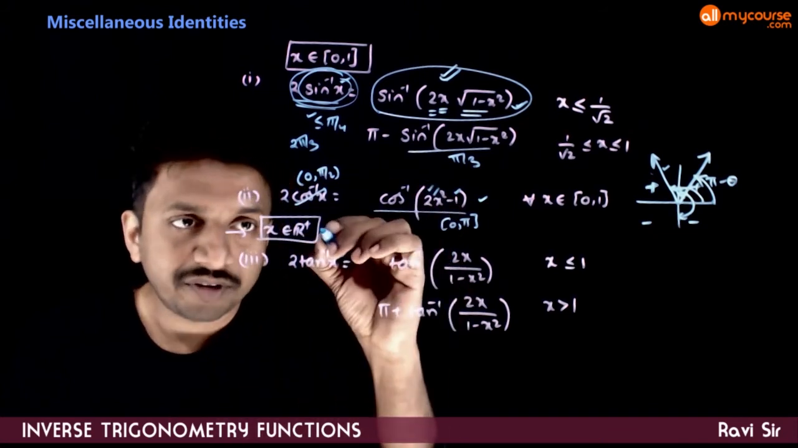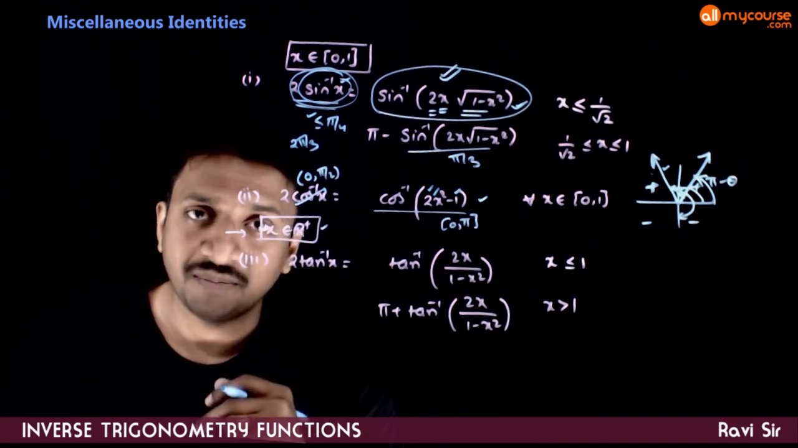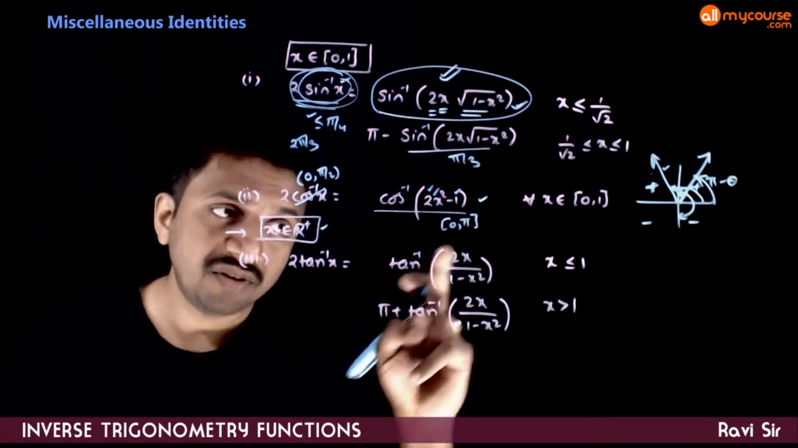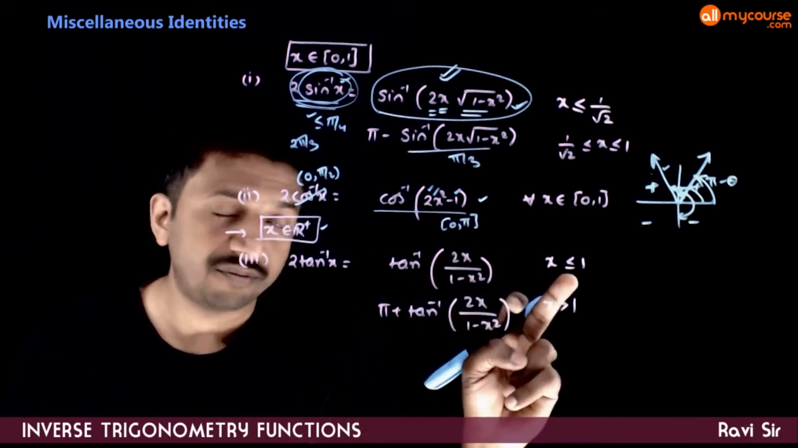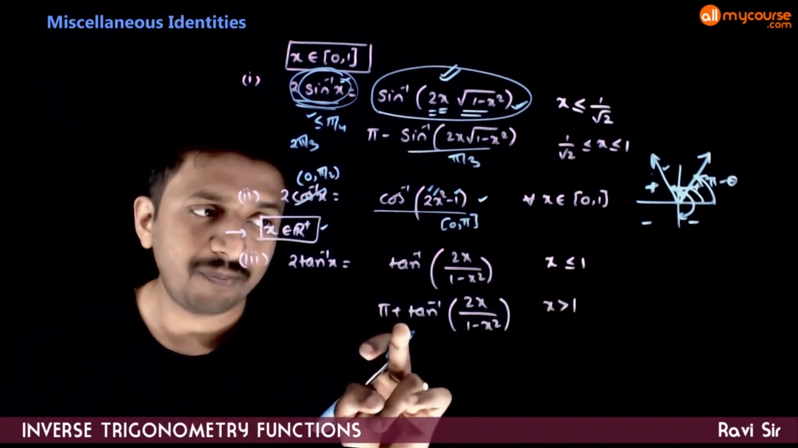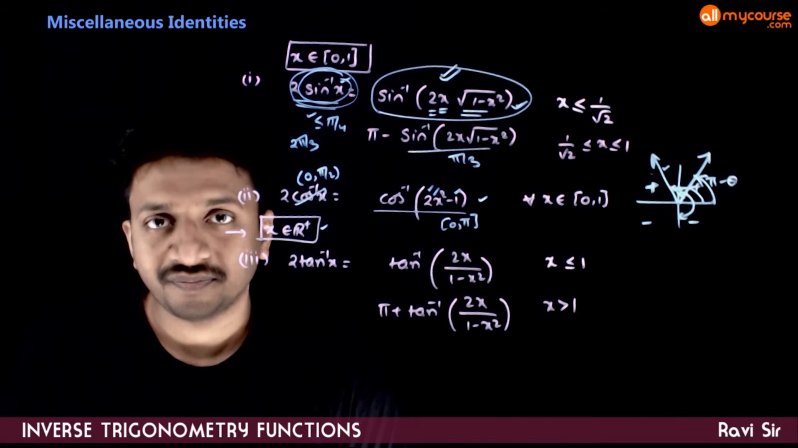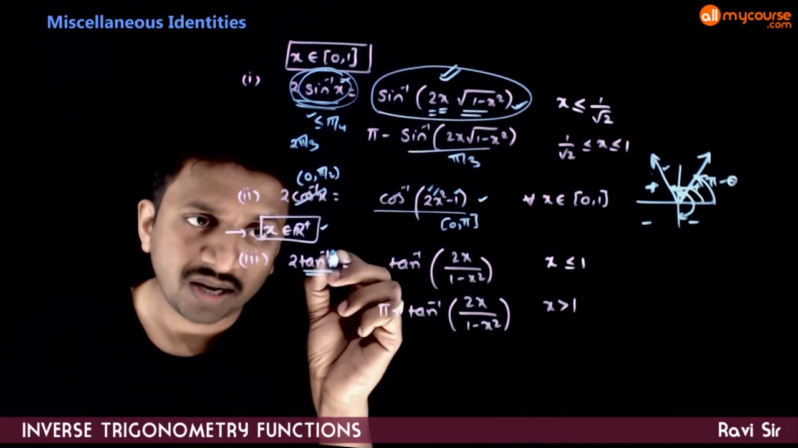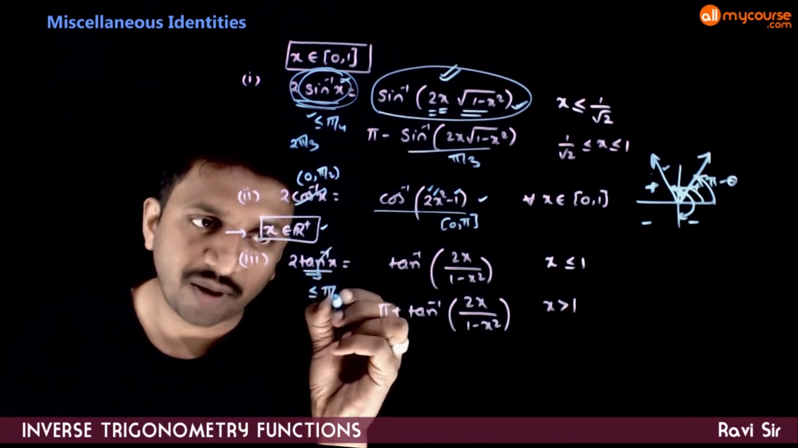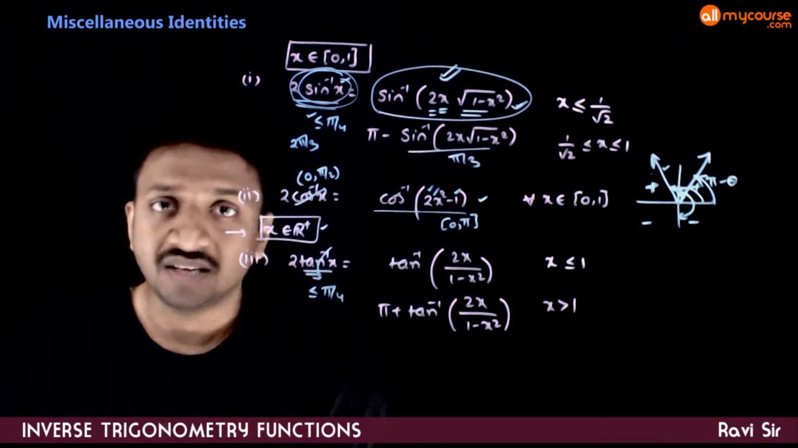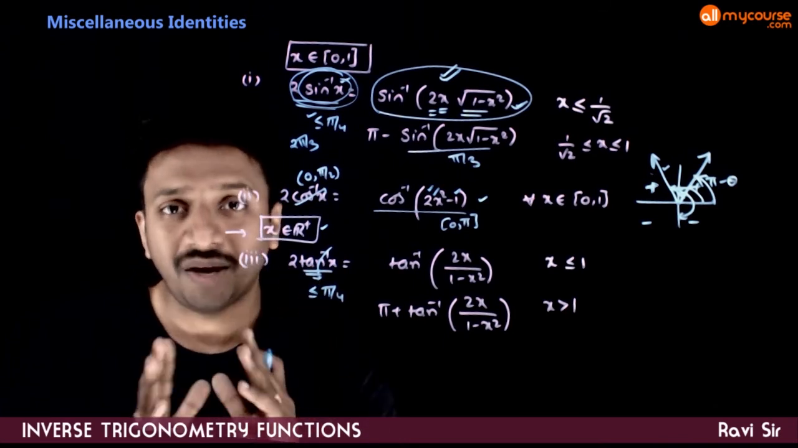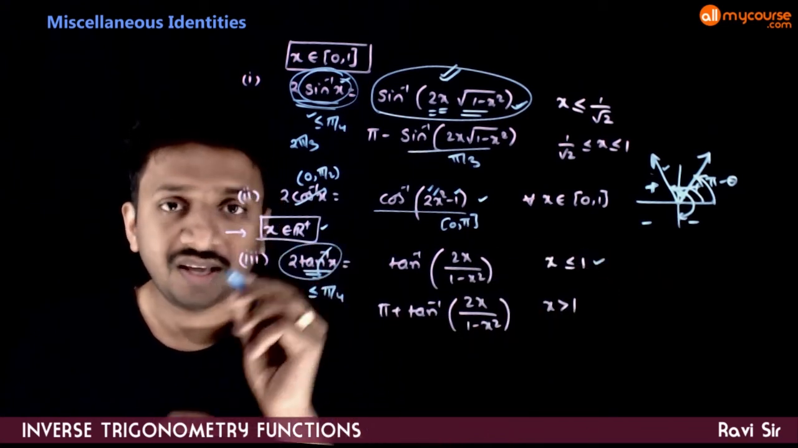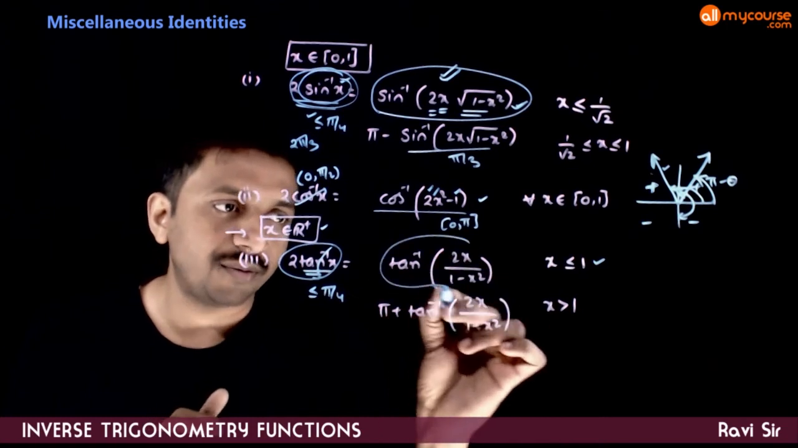Next, for all x belonging to positive real numbers, 2 tan inverse x is equal to tan inverse of 2x by 1 minus x square if x is less than or equal to 1, and pi plus this if x is greater than 1. Again, if x is less than or equal to 1, tan inverse x is less than or equal to pi by 4, so 2 tan inverse x is less than or equal to pi by 2. So if x is less than or equal to 1, this number will be an acute angle, hence directly this formula can give you the answer.